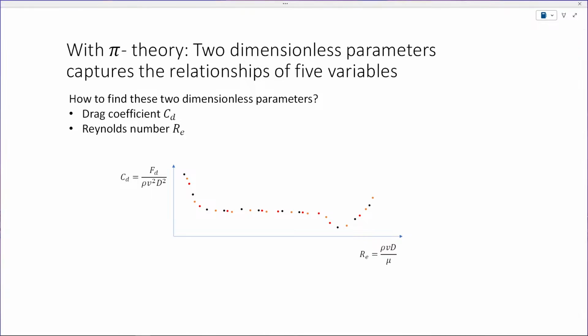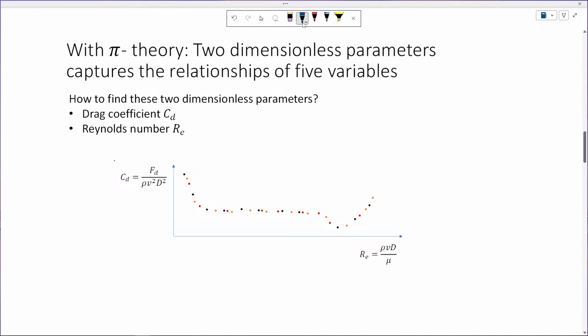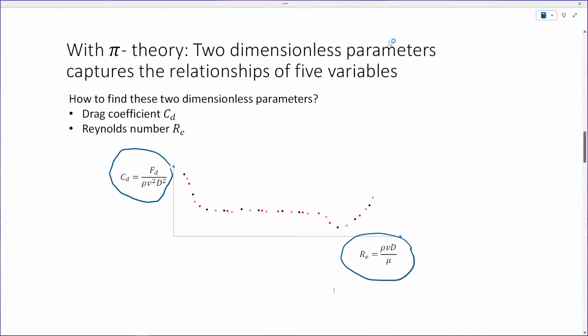Let's do some drawing here. How did we come up with this guy here and with this guy here? How did we know this? How did we know this relationship, that the drag coefficient, which is this dimensionless parameter? How did we come up with this dimensionless parameter and this one, two dimensionless parameters?